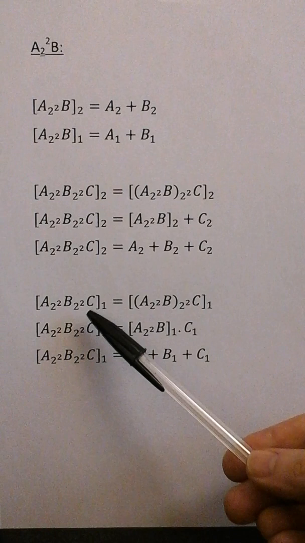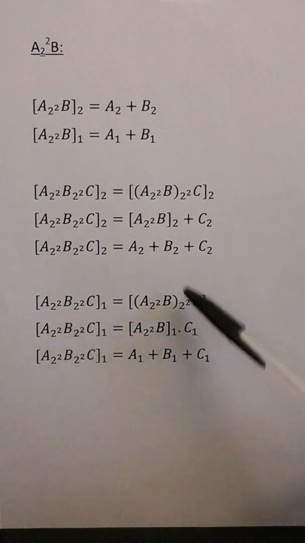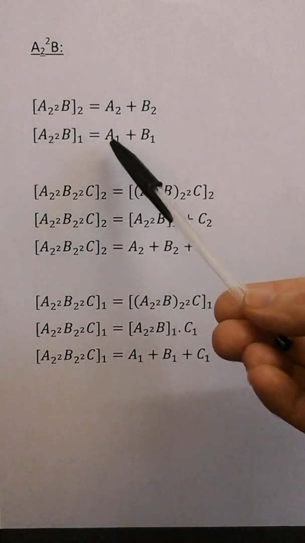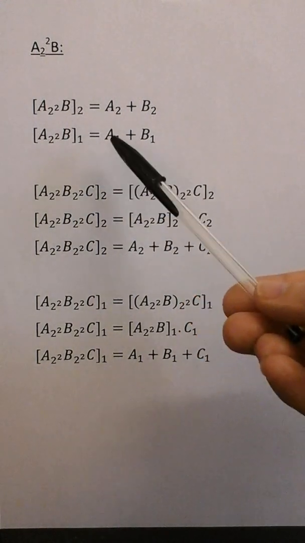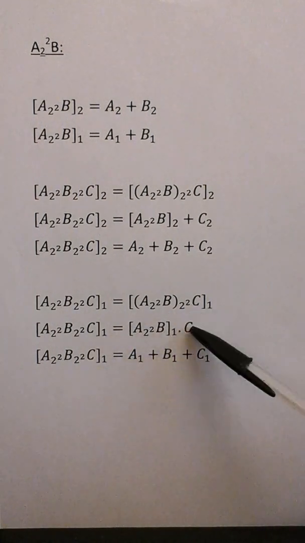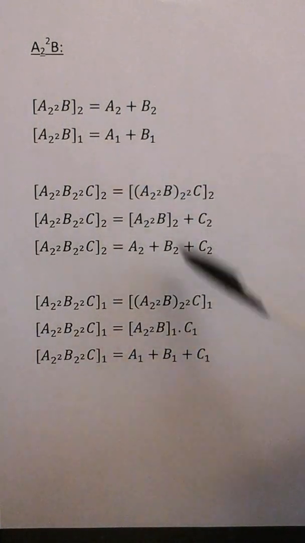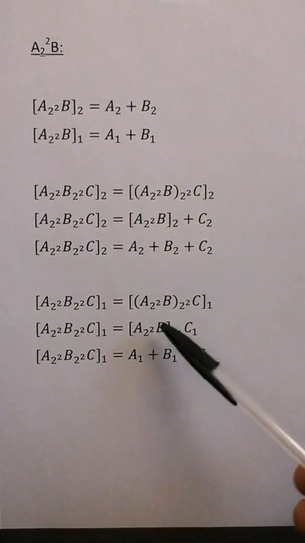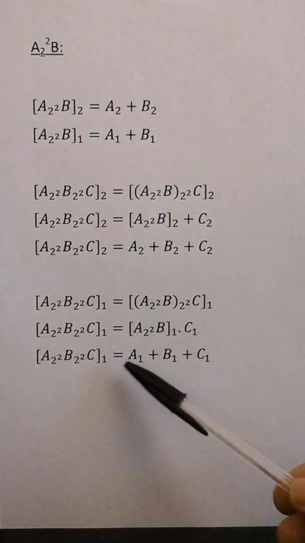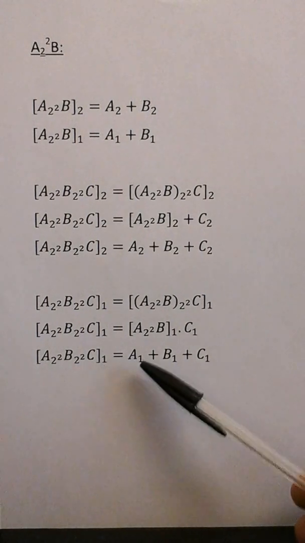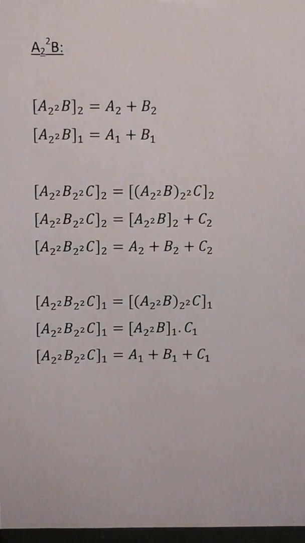Here for A2 squared B2 squared C1, you again split it up and treat this as a two variable function. So A2 squared B1 is A1 or B1. So this becomes A2 squared B1, this becomes C1, treating this as A and this as B, if that makes sense. And A2 squared B1 equals A1 or B1, so you substitute that in, and you get A2 squared B2 squared C1 equals A1 or B1 or C1.